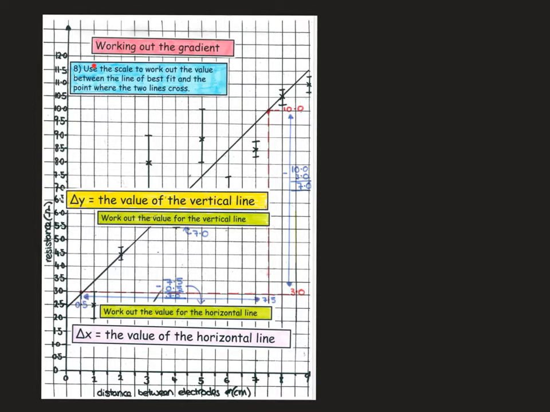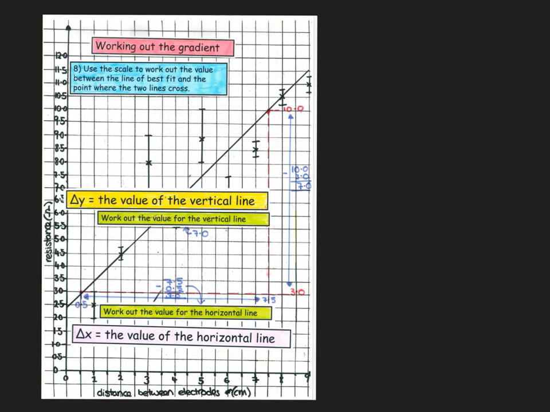Okay, so for the next step, we need to use the scale on the y-axis and the scale on the x-axis to work out the value between the line of best fit and the point where they cross. By that I mean we're going to work out the value from here down to here, that value on the y-axis scale, and the value from here over to here, on the x-axis scale. So let's have a little look at how we do that.